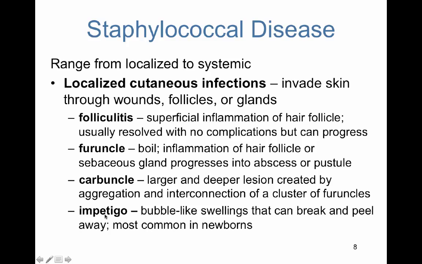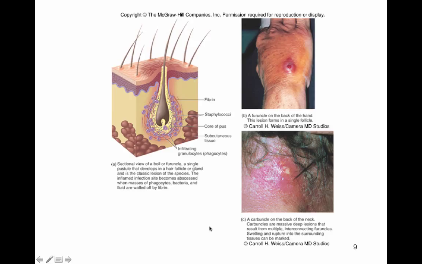Also, impetigo, we're going to see this associated with streptococcal bacteria as well. Please remember, in the case of staph, it's called impetigo. In the case of strep, it's called pyoderma. So this particular infection is characterized by bubble-like swellings that can break and peel away and crust off from the surface of the skin, most common in newborns, and it is easily spread, so it's highly contagious.